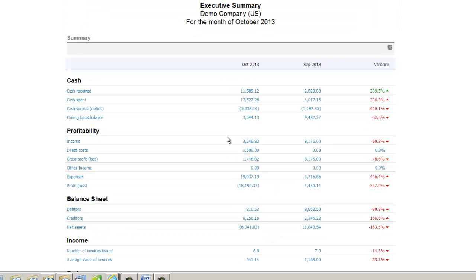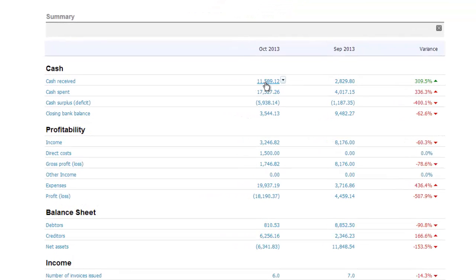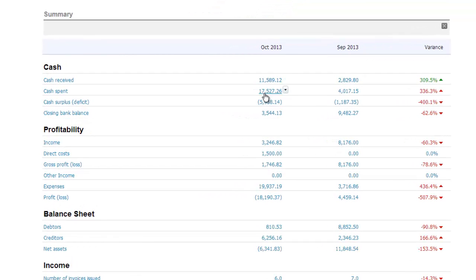And so we can see that on a cash basis in October, this is the first section, 11,000 plus was received, 17,000 plus was spent, and there's a cash surplus, cash deficit of, like over $5,900, and it shows you the ending bank balance. This is just the flow of cash.